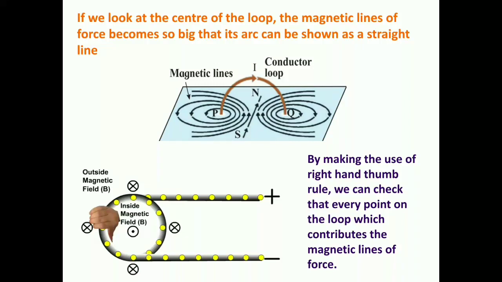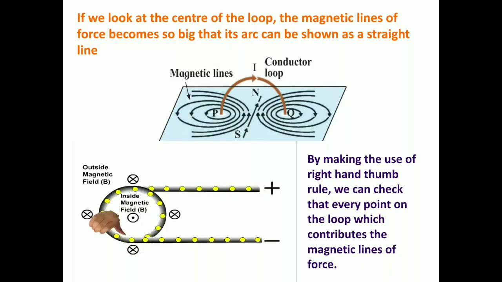In the circuit diagram, the magnetic lines of force are shown near the points P and Q only. However, they will be created near each point on the loop, and each point will produce a magnetic field at the center of the loop. By making use of the right hand thumb rule, we can check that every point on the loop contributes to the magnetic lines of force.